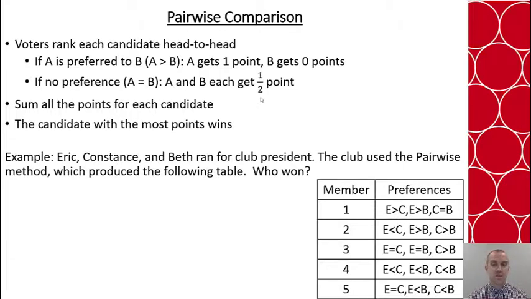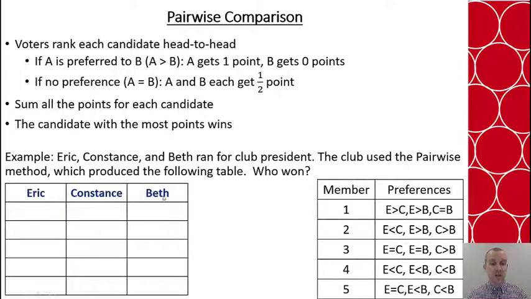So let's say that we're looking at that club presidency of those 5 members again, but they use a pairwise comparison method instead. So here we have each of the people saying how they vote head to head. What I do to help me is I make my own table for each of the candidates. So we got Eric, Constance, and Beth. So Eric gets 1 point for beating Constance, 1 point for beating Beth. And then Beth and Constance get a half a point each for being tied. So in this first person, Eric's got 2, Constance gets half a point, Beth gets half a point.